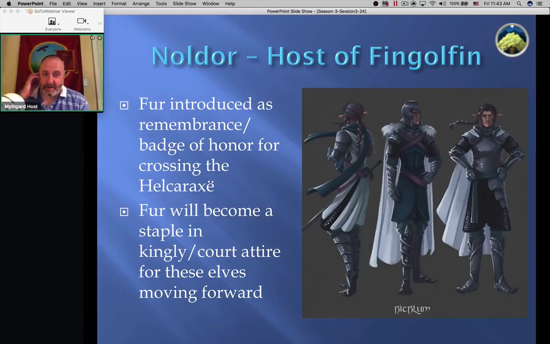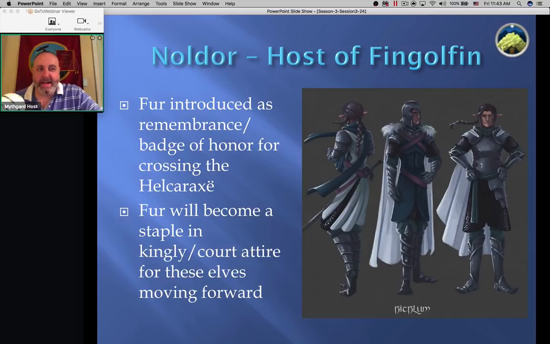Actually, the question of the crossing of the Helcaraxe brings up one of the big questions that I had. The Noldor crossing the Helcaraxe, how inappropriately dressed are we going to have them be? They're not going to be all bundled up. I mean, they can't be, right? They didn't come prepared for an Arctic trek when they left Valinor.